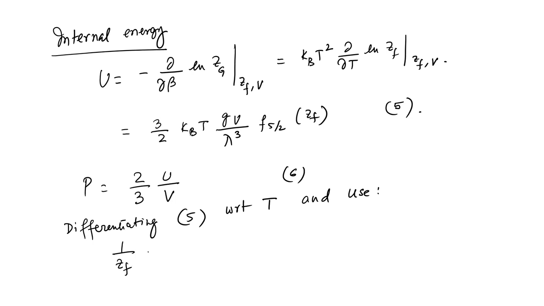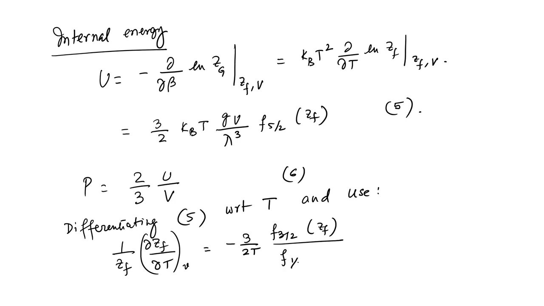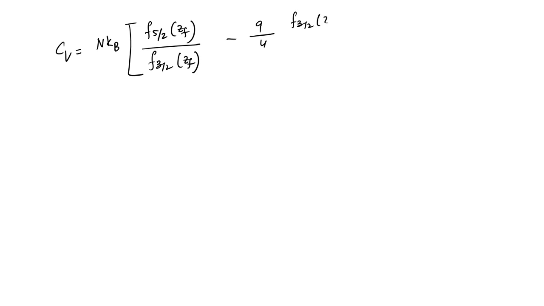Again, this formula, or something very similar, has been used for the Bose gas as well. It's del z del T at constant V. So this is equal to minus 3 over 2T f of 3/2 Zf divided by f of 1/2 Zf. Now the Fermi integrals replace the Bose integrals. If you use this and take a derivative of U with respect to T, then what you get is the following. You get CV equal to nk times f of 5/2 Zf divided by f of 3/2 Zf, minus 9/4 f of 3/2 Zf over f of 1/2 Zf. Okay, so this is equation 7.